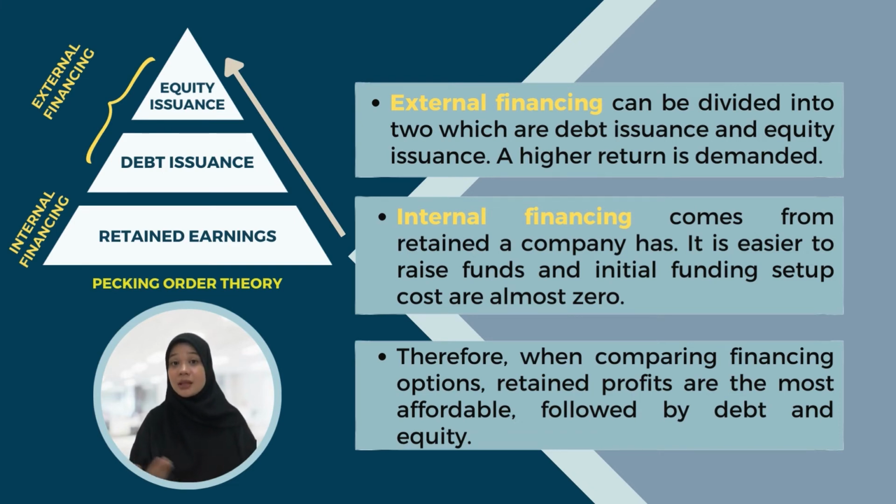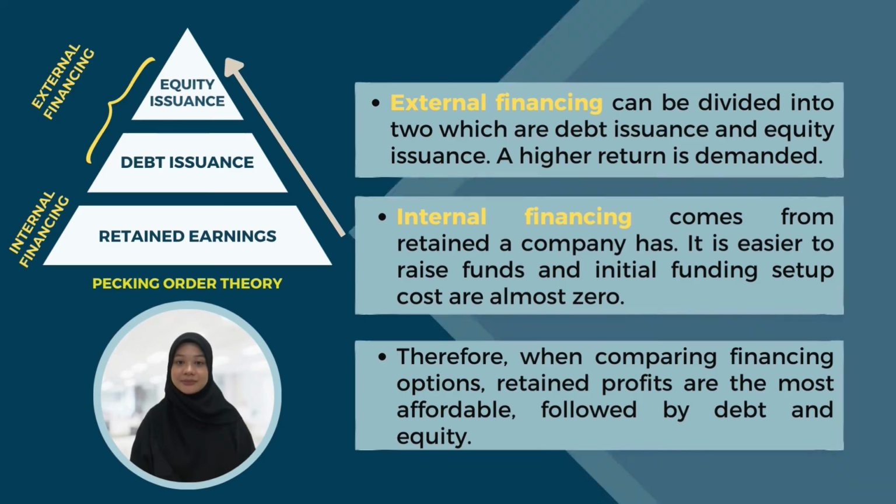But when thinking of the pecking order theory, it is useful to consider the seniority of claims to assets. Compared to stockholders, debt holders demand a lesser return since they have strong claims to assets in the case of bankruptcy. Therefore, when comparing financing options, retained earnings are the most affordable, followed by debt and equity.